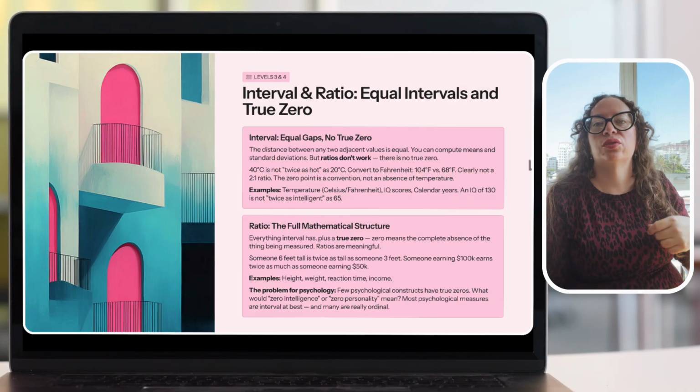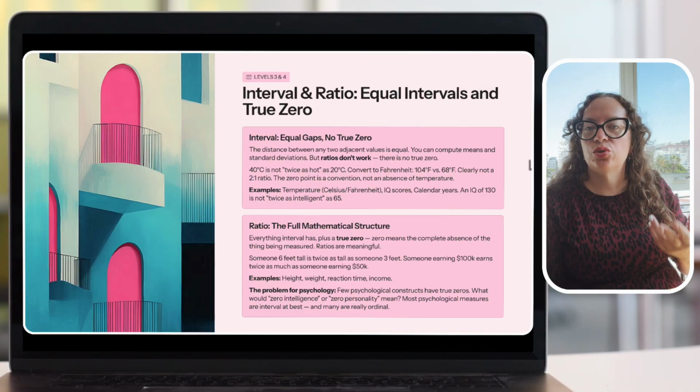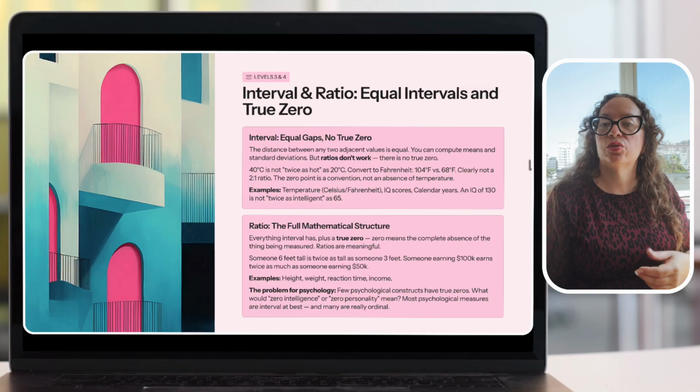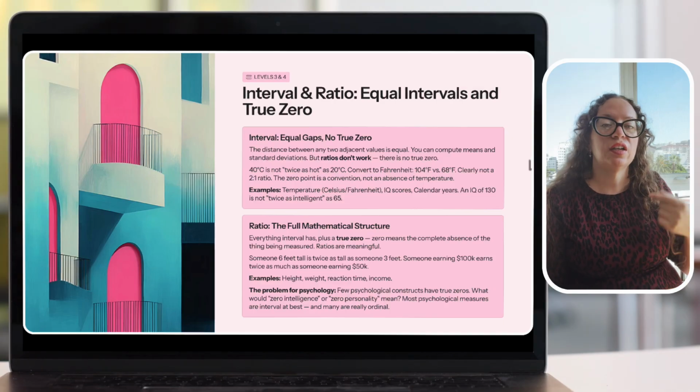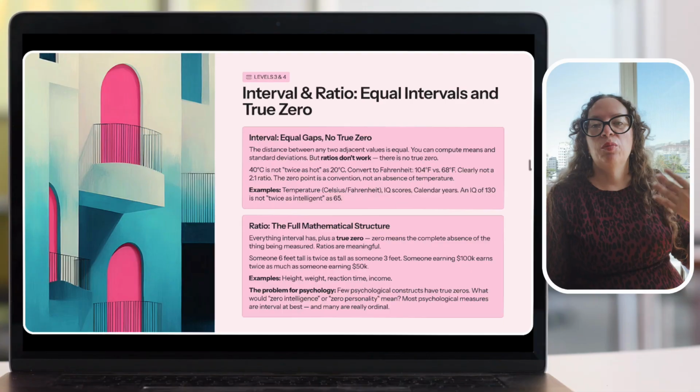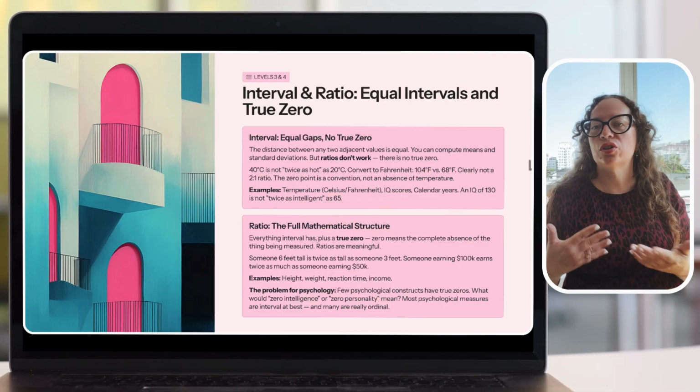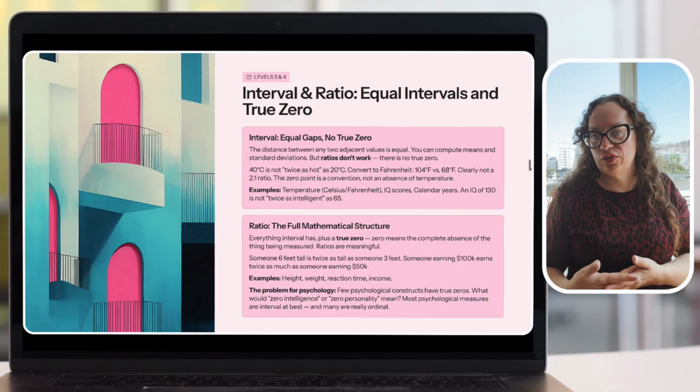Calendar years are intervals. There's no true year zero in most calendars. With interval data, you can compute means and standard deviations. You can do t-tests, ANOVAs, correlations, regressions. Most of the statistical procedures you'll learn in this course assume at least interval level data.